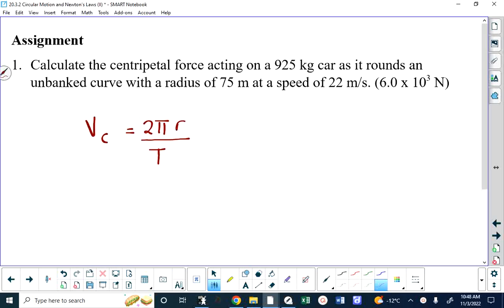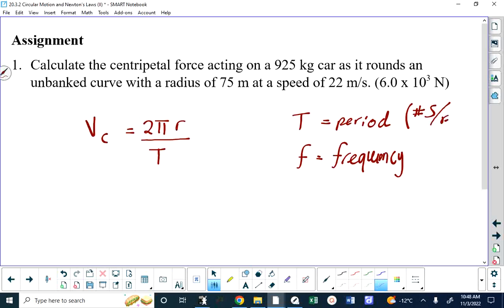We learned that t is the period, f is the frequency. It's very useful to note that the period is the number of seconds per revolution, but the frequency is the number of revolutions per second. The relationship between these is that the period is the reciprocal of the frequency, and I'm not going to write it down, but what that also means is that the frequency is the reciprocal of the period. That's what we learned the class before yesterday's.